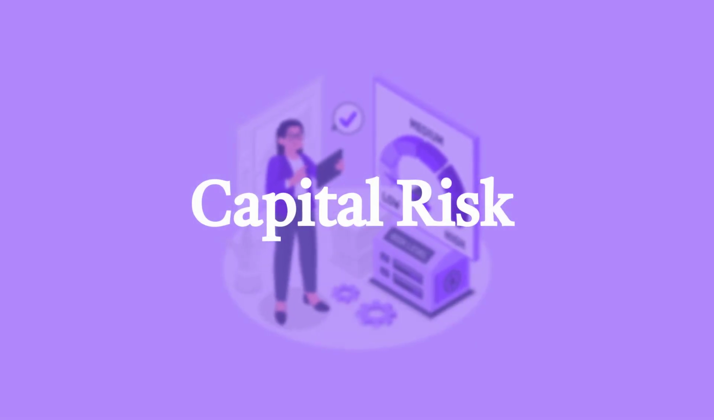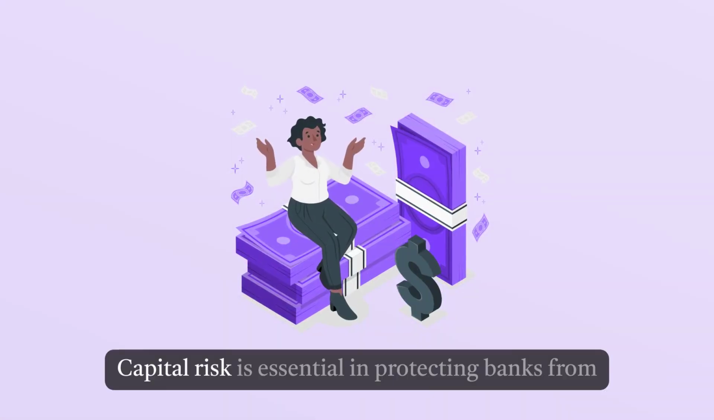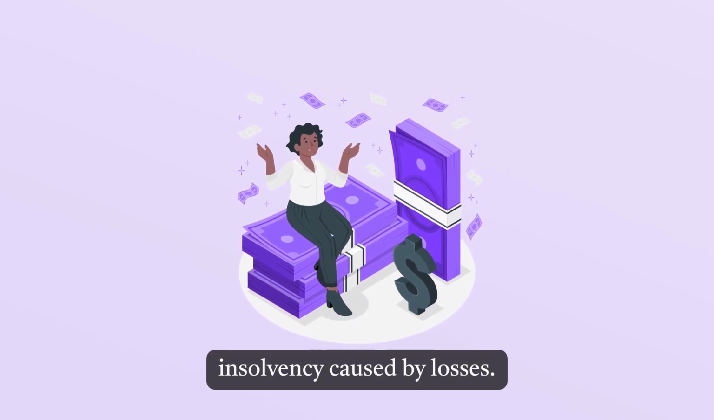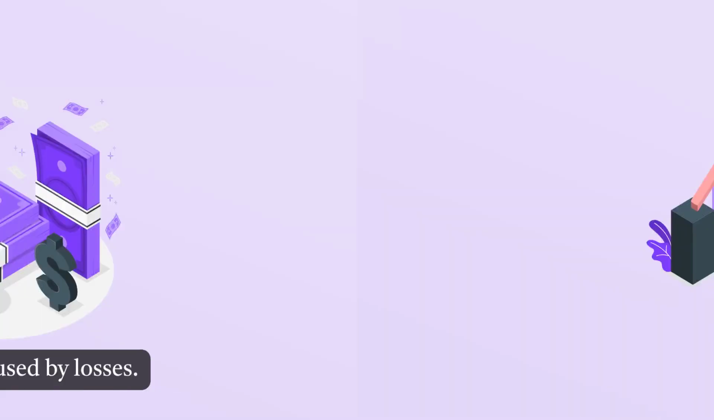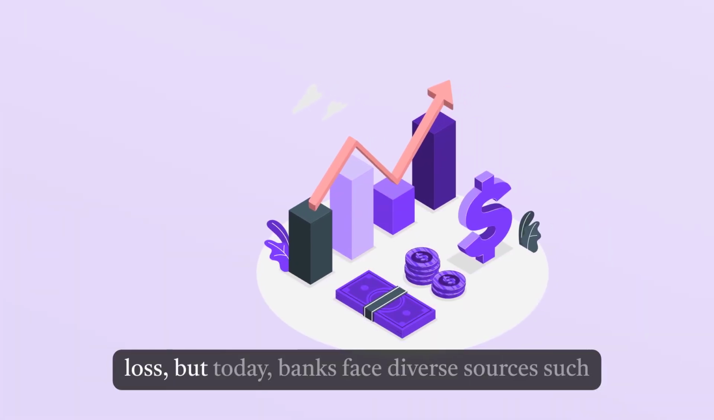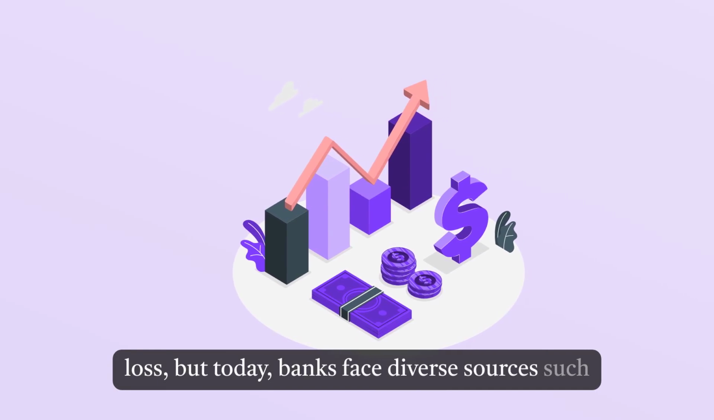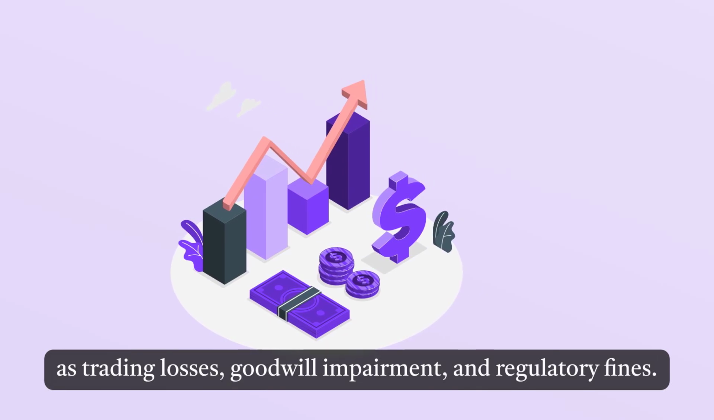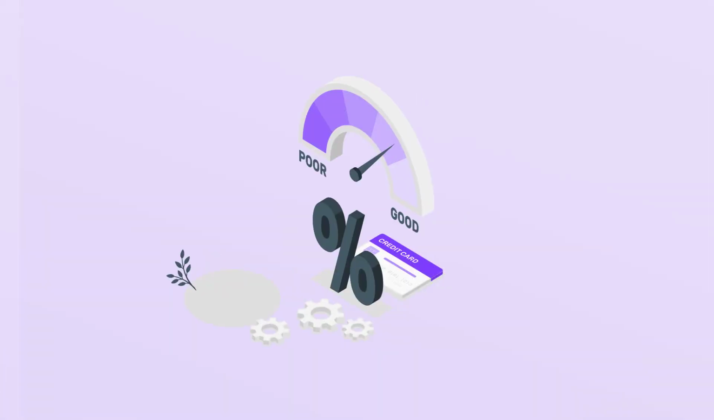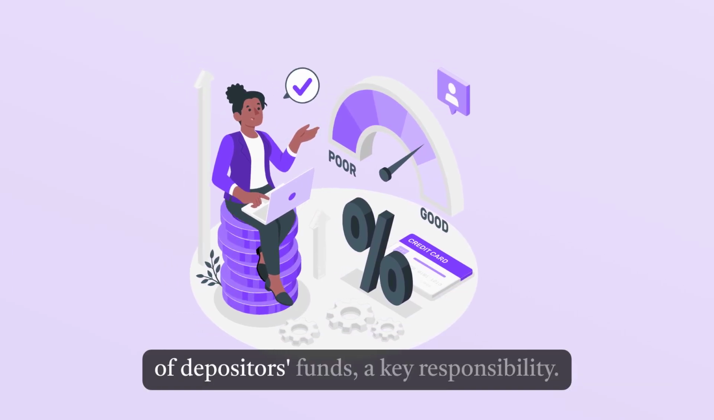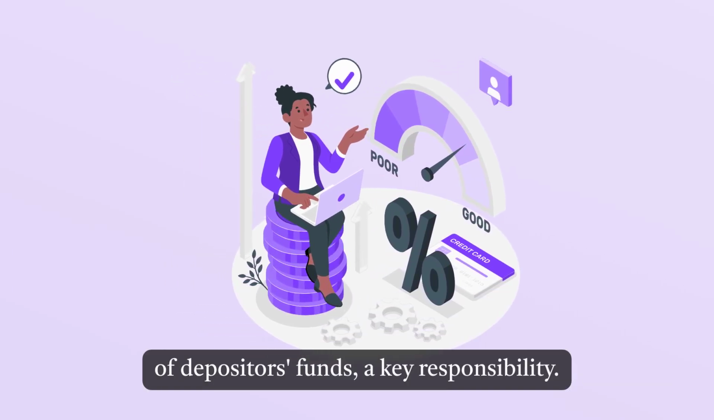Capital risk. Capital risk is essential in protecting banks from insolvency caused by losses. Traditionally, impaired loans were the main source of loss, but today, banks face diverse sources such as trading losses, goodwill impairment, and regulatory fines. Safeguarding a bank from insolvency ensures the protection of depositors' funds, a key responsibility.